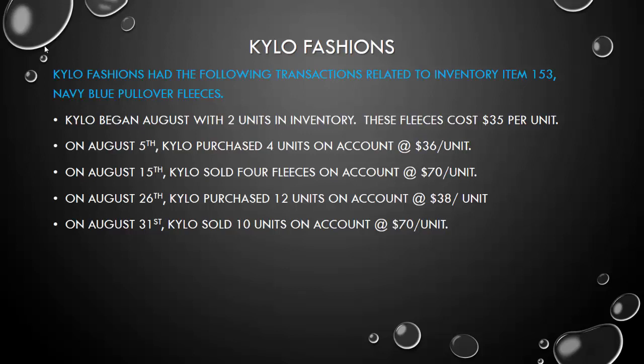On August 5th, they make a purchase of 4 additional pullovers at $36 a unit. They sell 4 of their pullovers at a sales price of $70 a unit on August 15th. On August 26th, they purchase an additional 12 navy blue pullover fleeces at a unit cost of $38 a piece. And lastly, on August 31st, they sell 10 more of item number 153 at a sales price of $70 per unit.